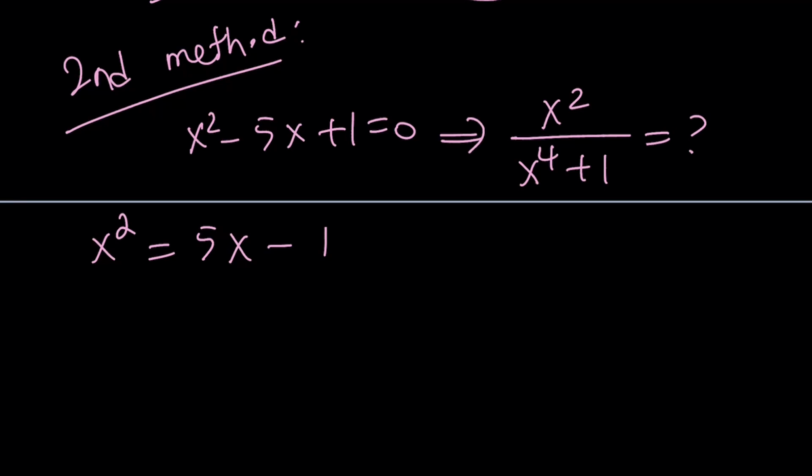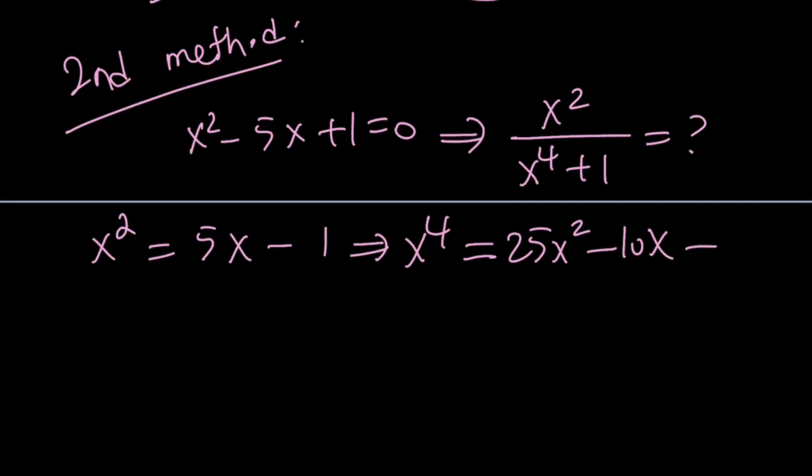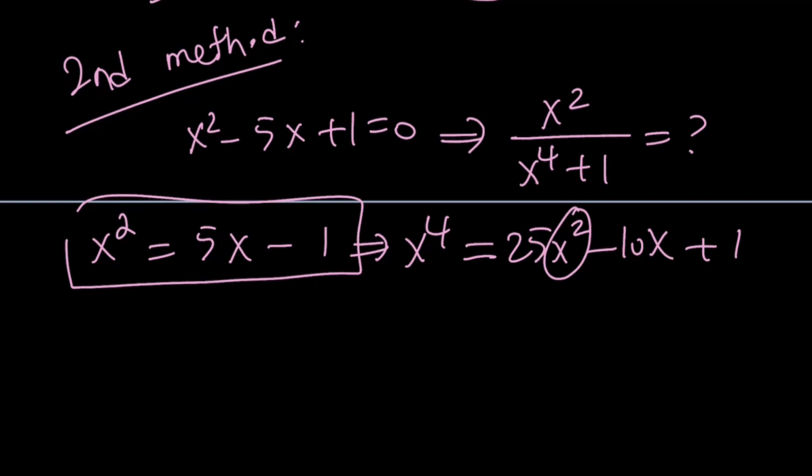And since I need x to the fourth power, it would make sense if you squared both sides. And if you do, you're going to get 25x squared minus 10x plus 1. And then x squared obviously can be replaced by 5x minus 1 one more time. So x to the fourth can be written as 25 times the quantity 5x minus 1 minus 10x plus 1 from here.